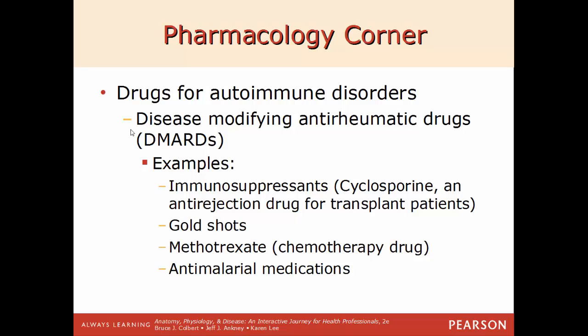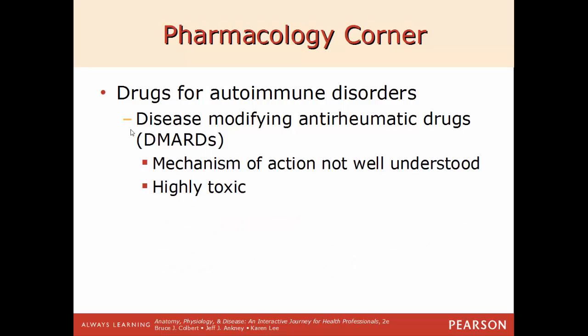Drugs for autoimmune disorders: DMARDs, disease-modifying anti-rheumatic drugs. Some examples of these include immunosuppressants, such as cyclosporin, which is an anti-rejection drug used for people who've received organ transplants. Injections of gold, methotrexate, which is a chemotherapy drug used to treat cancers, and also some anti-malarial medications. Now, how these drugs exactly work is not terribly understood, and these can become very highly toxic.